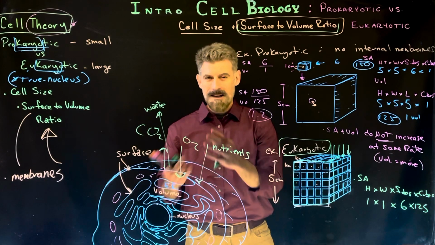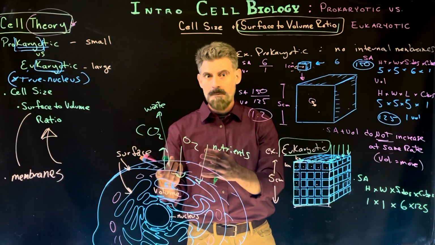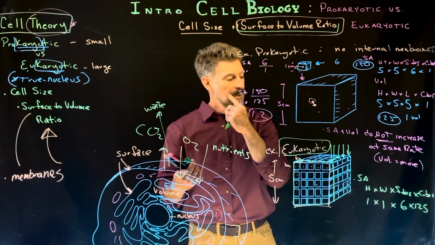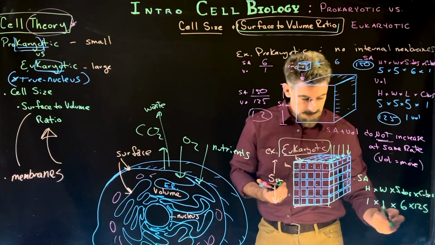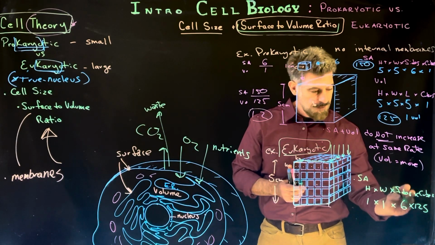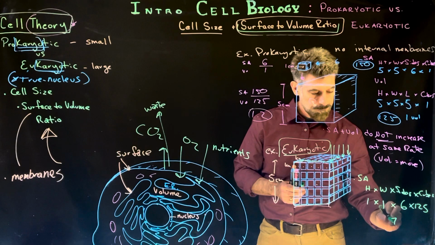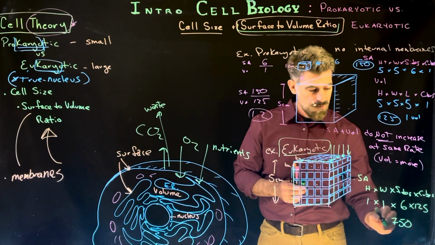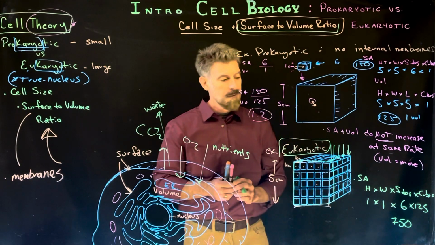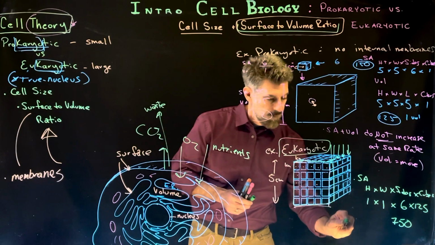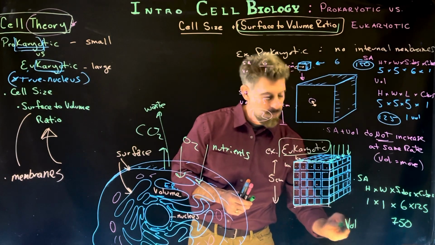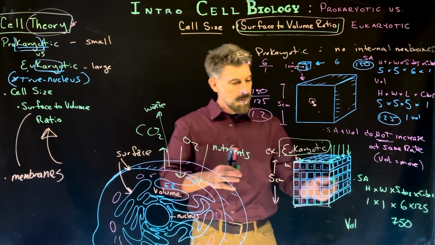See, and this is kind of the idea we're getting at with eukaryotic cells. Compartments, lots of compartments. So what do we have here? So now we have 1 times 1 times 6 times 125. That's 750, right, for the surface area. Now what about volume? Volume's going to be big still, right?